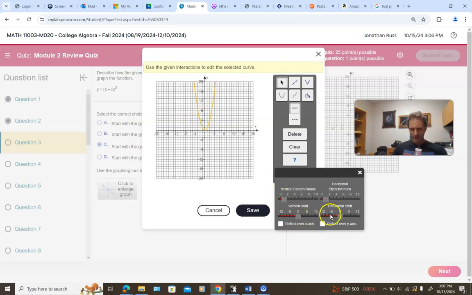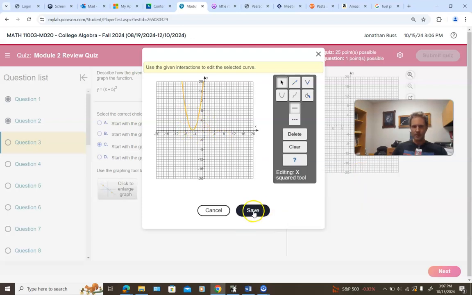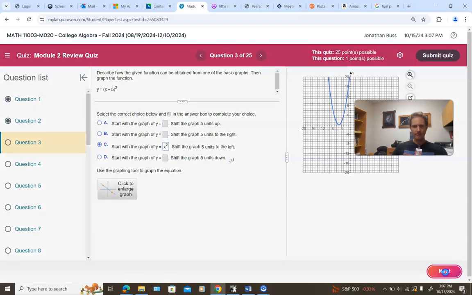Here we go. All right, so I just come over here. This dial says horizontal shift, and I'm going to move it to the left 5 units. You can see that it's moving the shape of that parabola. Let me just close this and then save it.